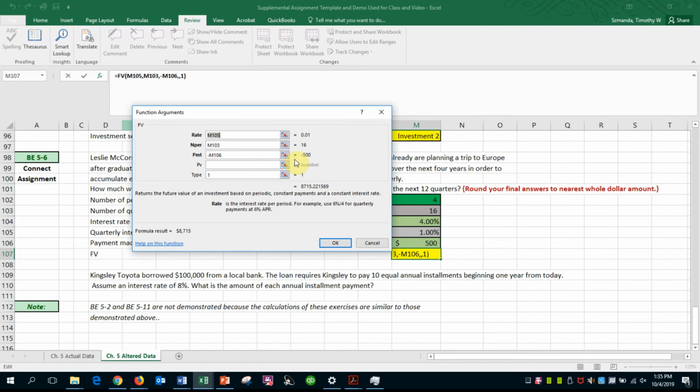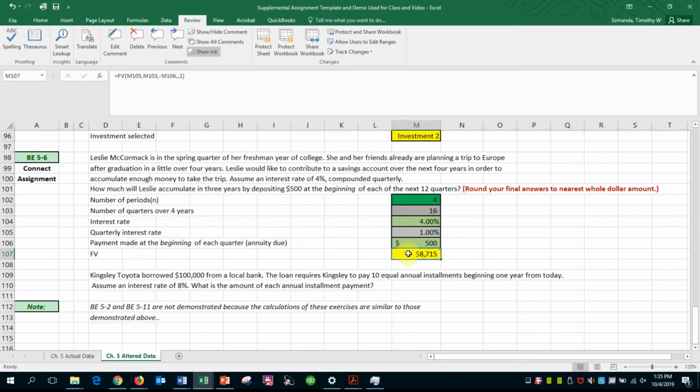The payment is 500, which is given. However, under type, the argument type, we have to change that 0, which is the default, which is for an ordinary annuity, the annuity coming in at the end of the year. We need to change that to a 1, and that will toggle it over to an annuity due, where the payment comes at the beginning of the period. And once you make that adjustment, then you have your future value, which is $87.15.